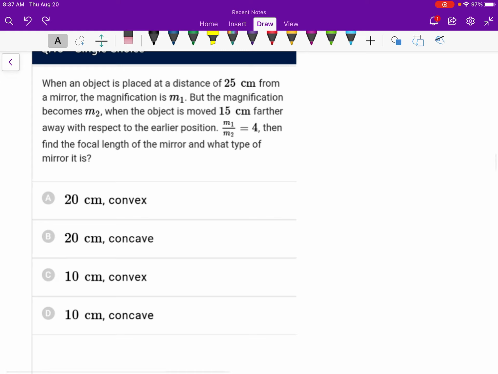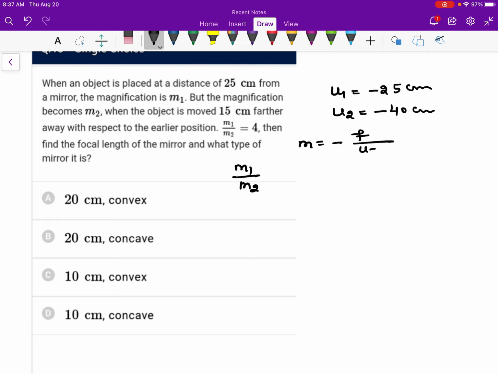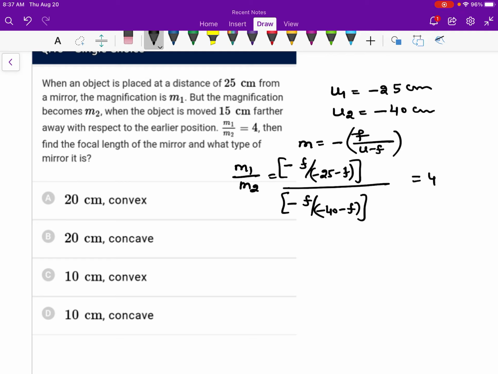Next, when an object is placed at a distance of 25 from a mirror, the magnification is m1, but the magnification becomes m2 when the object is moved 15 centimeter farther away. So given u1 is minus 25 centimeter and u2 is minus 40 centimeter. So m1 upon m2, we have magnification formula, m is minus f upon u minus f. So m1 is minus f upon u minus f and m2 is minus f upon minus u minus f, and this is given 4.